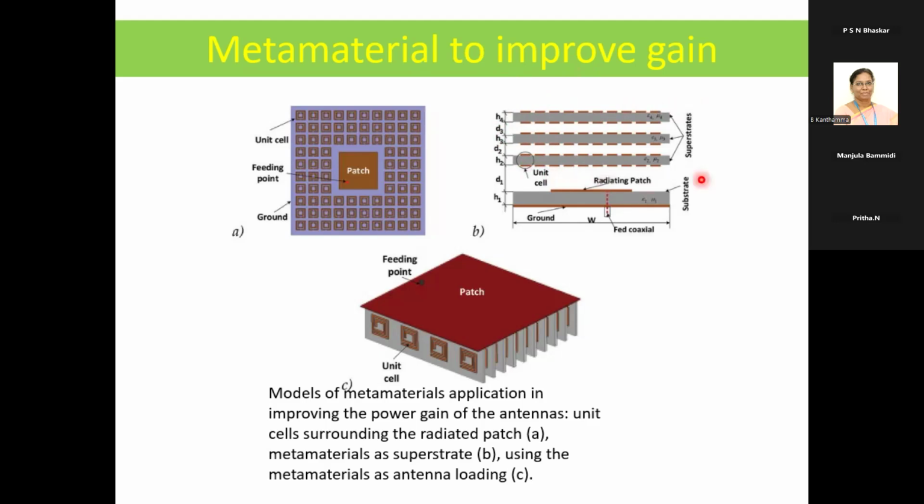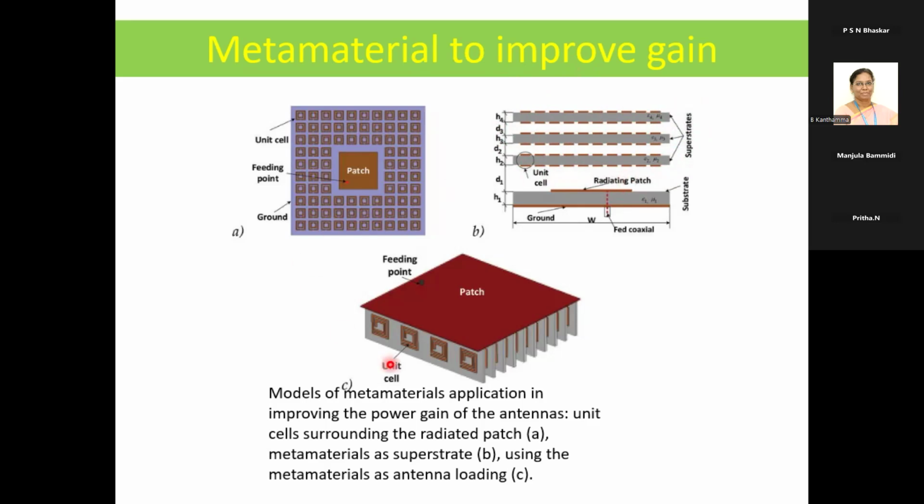So you can have the superstate. These are the uses of the metamaterial as a superstate. You are going to place it above the patch here. So these will have more focusing effect because you are placing it as a superstate. You can improve the gain. This is one parameter which you can control. If you are going to use any metamaterial as a superstate, the parameter which you are controlling is the gain.